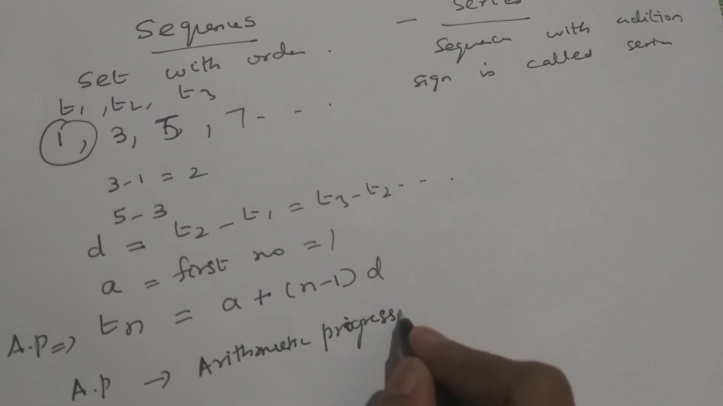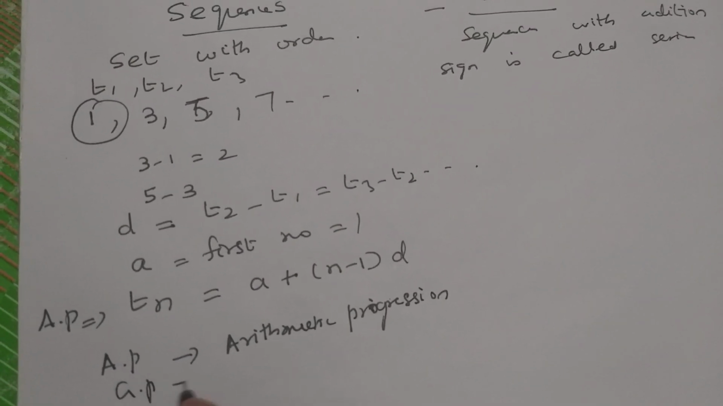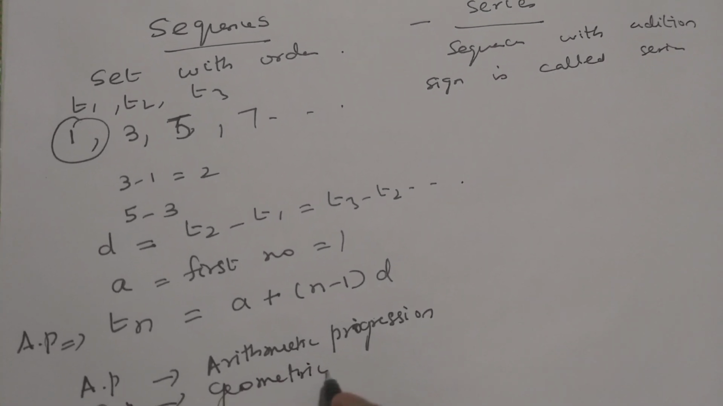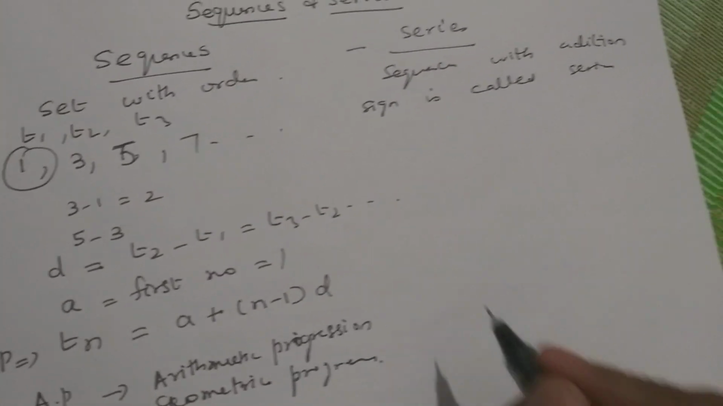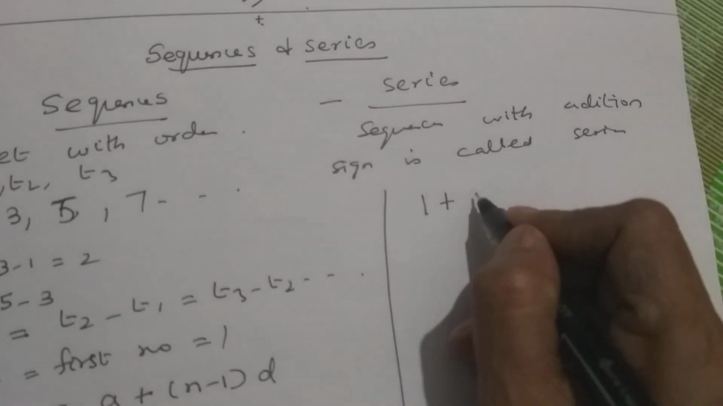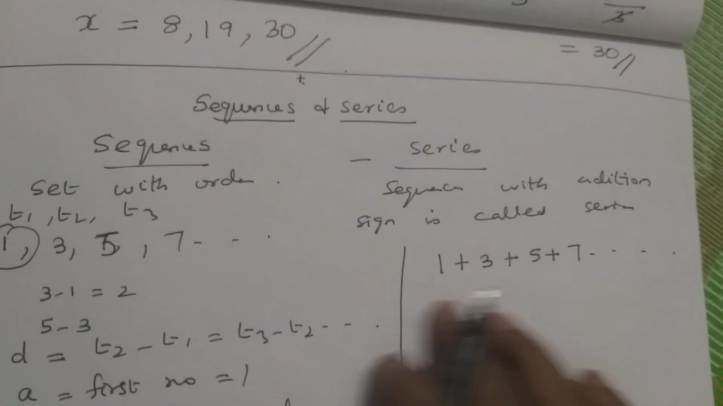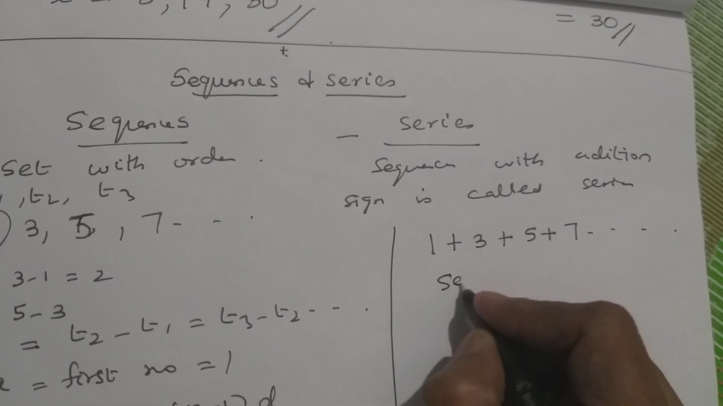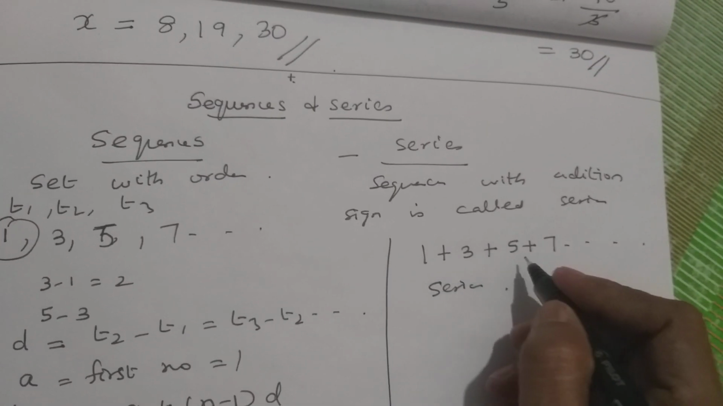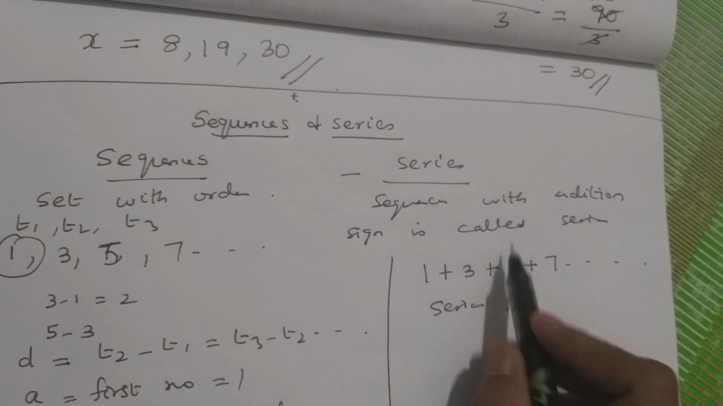So we are going to see arithmetic progression, AP, and geometric progression, GP, for sequences and series progression. And what is a series? This bunch of numbers you have taken, if you write them with the addition sign, the sequence written together with a plus sign is called a series. Here, if you take these numbers in AP, it is called a series.